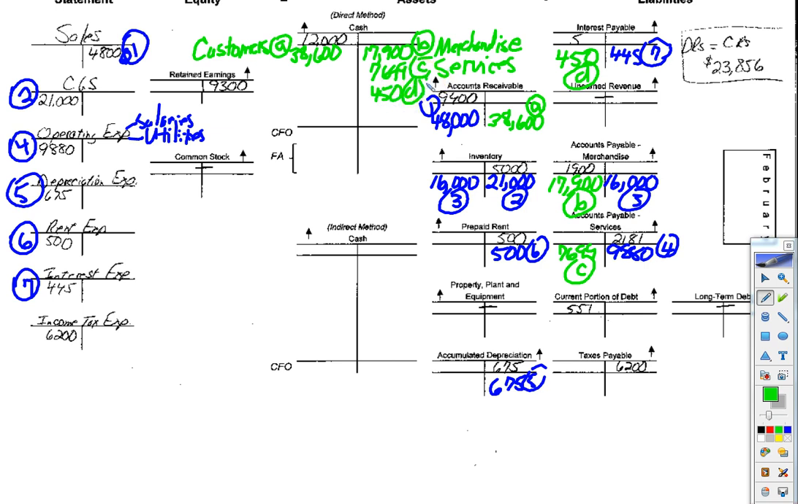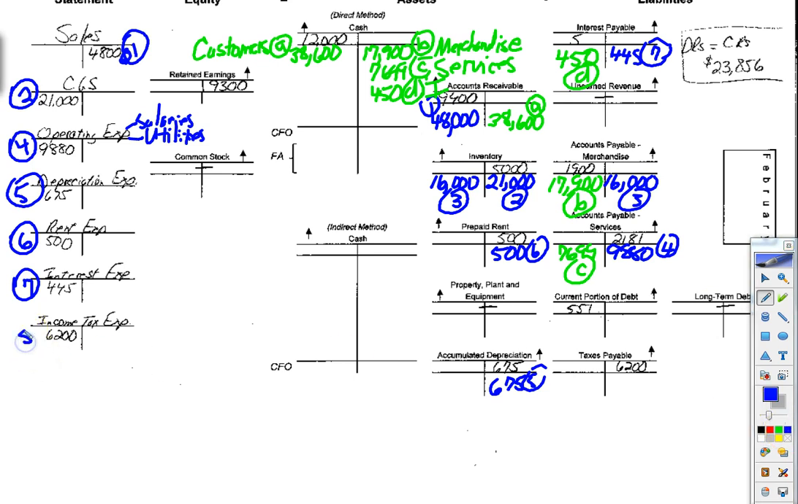And I'm running a little close there. I'm just going to put an I to represent interest. So we have a debit to interest payable, a cash credit. So a debit to interest payable, and we're crediting cash operating activity for interest.